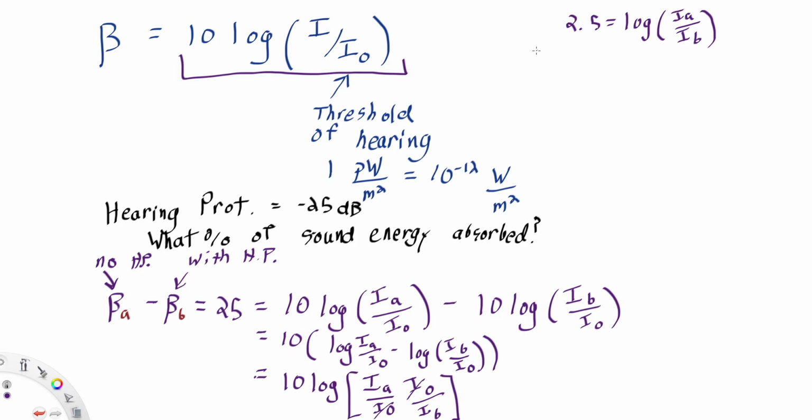So to undo the logarithm, you have to use both sides of the equation as an exponent of 10. So we have 10 to the 2.5. Real quick, you got the 2.5 from dividing the 10 next to the log from both sides? Correct. Okay, thank you.